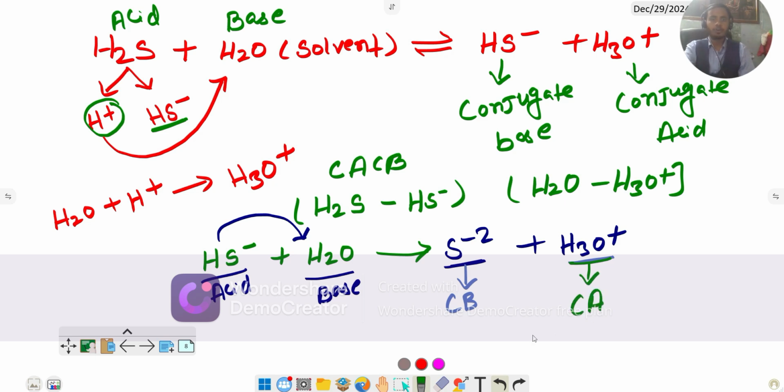So again, if we write down the conjugate acid-base pairs, we can write HS minus and S2 minus, and the other one is H2O and H3O plus ion. So this is a conjugate acid-base pair.